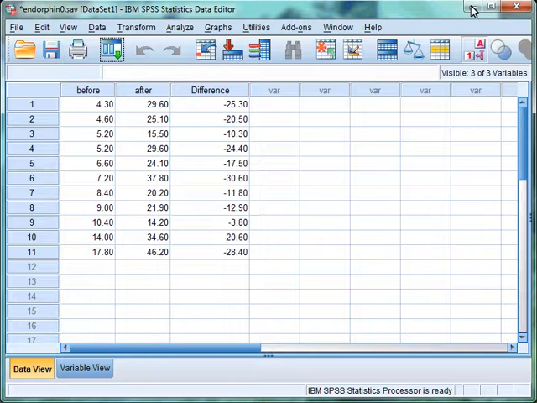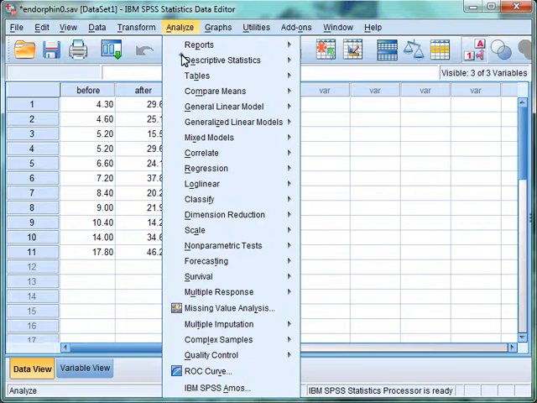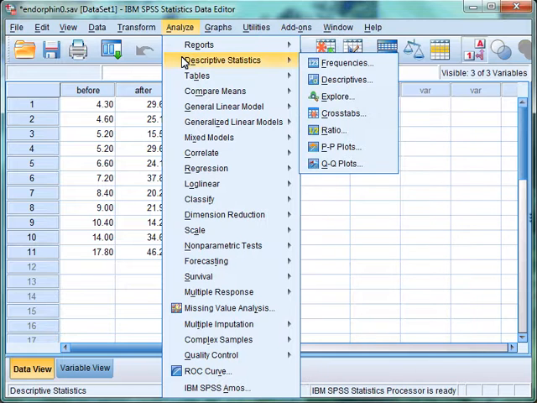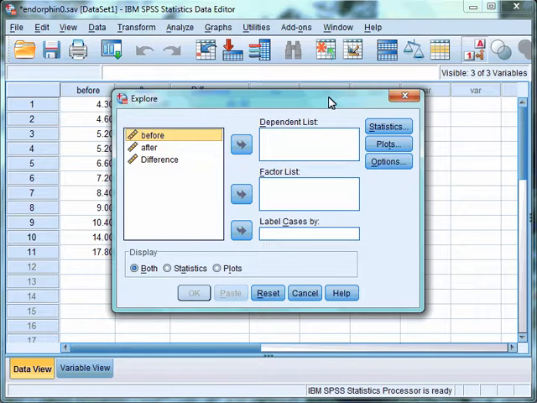We now need to check that this variable is normally distributed. To do this, we go to Analyze, select Descriptive Statistics, and then choose Explore. In the Explore menu, I want to move the difference variable that I've just created into the dependent list. As this is a dependent samples t-test, we only have one group, so we don't need to move anything into the factor list.